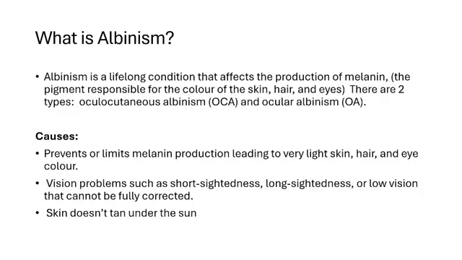First, we'll look at what albinism is. Albinism is a lifelong condition that affects production of melanin. Melanin is the pigment responsible for color in our skin, hair, and eyes. There are two types of albinism, OCA and OA, and the causes are shown here.